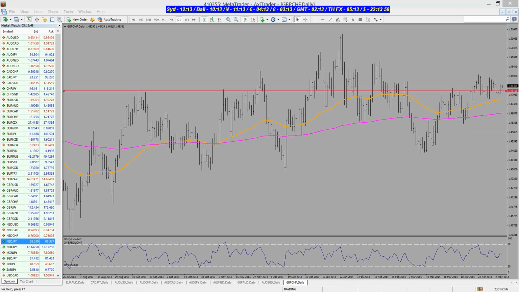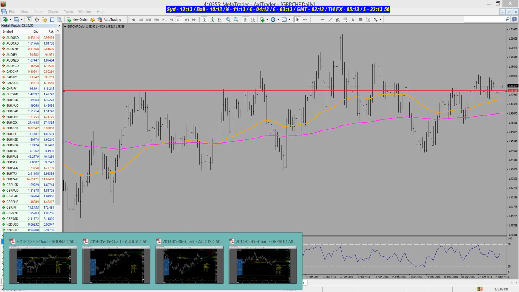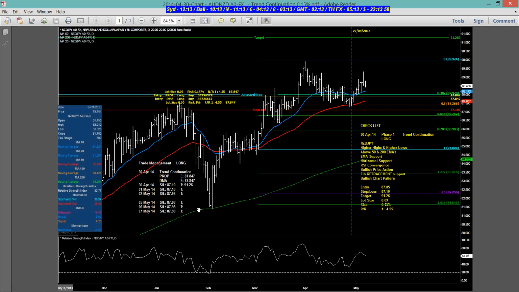Okay. Alright, Aussie Kiwi. You've got a few Aussie trades on, they're all 0.15%. Okay. Sorry? It says Aussie Kiwi, but it's Kiwi Yen. You saved it as the Aussie Kiwi, but it's the Kiwi Yen. Okay.